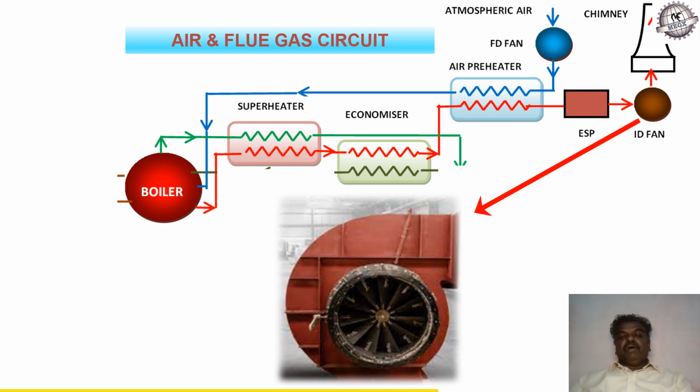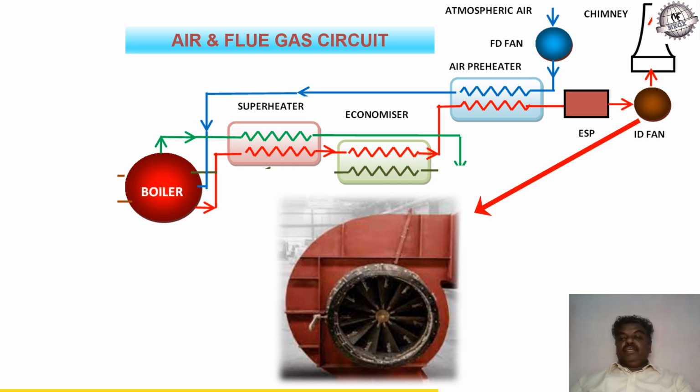As you could see, part of the circuit is bluish in color, which means this part of the circuit has air, and the remaining part of the circuit is red in color, which means that this part is occupied by the flue gas. So this is an open circuit, and the circuit ends with the chimney.